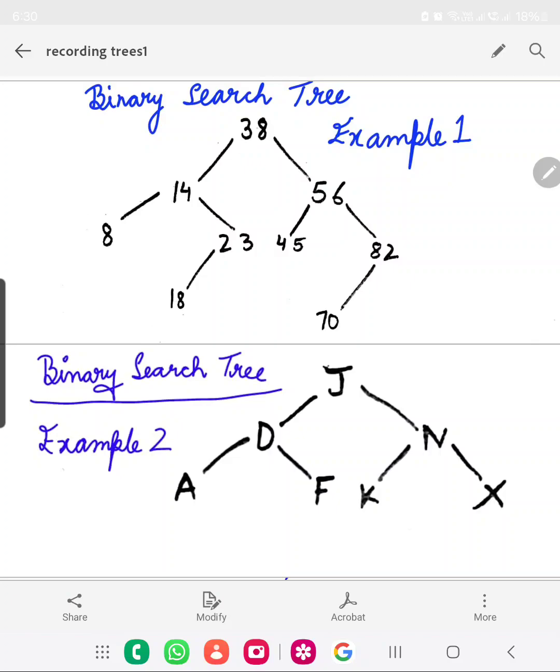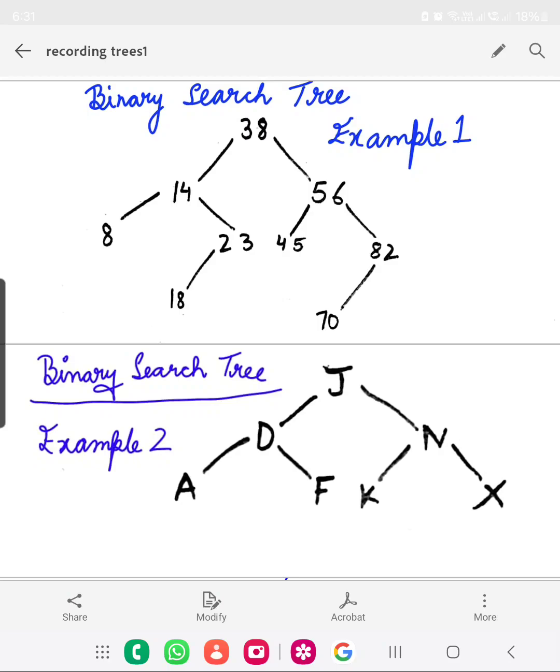So if we check the first example, 14 is less than 38, it goes to the left child of 38, and 56 is greater than 38, it goes to the right child of 38. 8 comes to the left of 14 and 23 to the right of 14, because 8 is less than 14 and 23 is greater than 14. Similarly, 18 goes to the left of 23 because it is less than 23. So this is an example of a binary search tree.